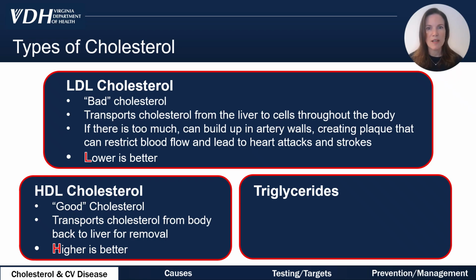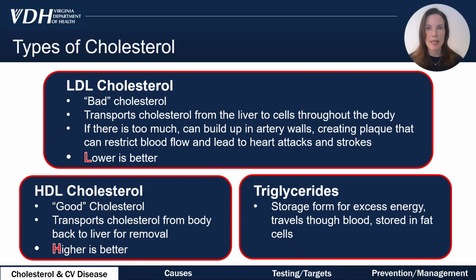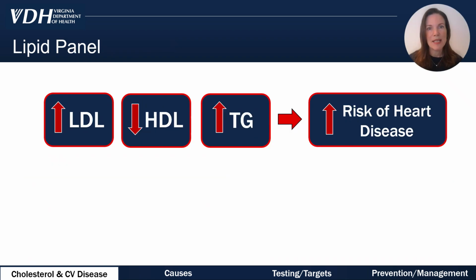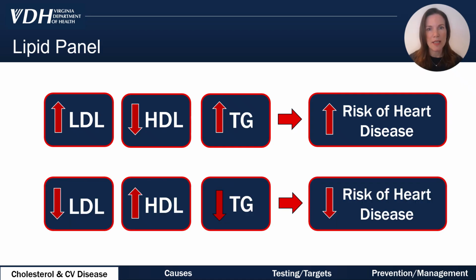The third form of cholesterol that's measured in the blood is triglycerides. This is a storage form for excess energy that travels through the blood and it's stored in fat cells until it's needed. And as far as cardiovascular risk, lower triglycerides are better. To summarize the effect of the different types of cholesterol on heart disease risk, high LDL, low HDL, and high triglycerides all increase the risk of heart disease, whereas lower LDL, higher HDL, and lower triglycerides all decrease the risk of heart disease.